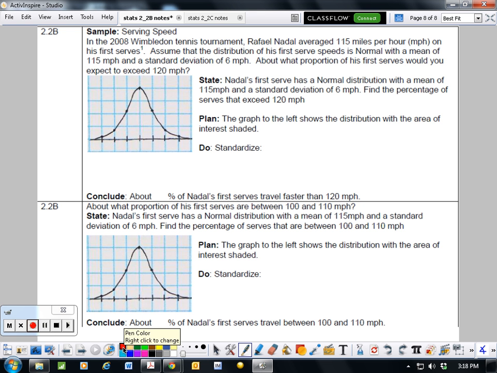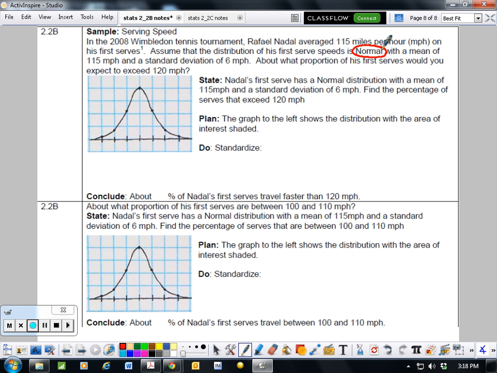In the 2008 Wimbledon tennis tournament, Rafael Nadal averaged 115 miles per hour on his first serves. Assume that the distribution of his first serve speeds is normal. So we're going to use a normal curve with a mean of 115 miles an hour and a standard deviation of 6 miles per hour. About what proportion of his first serves would you expect to exceed 120 miles per hour?